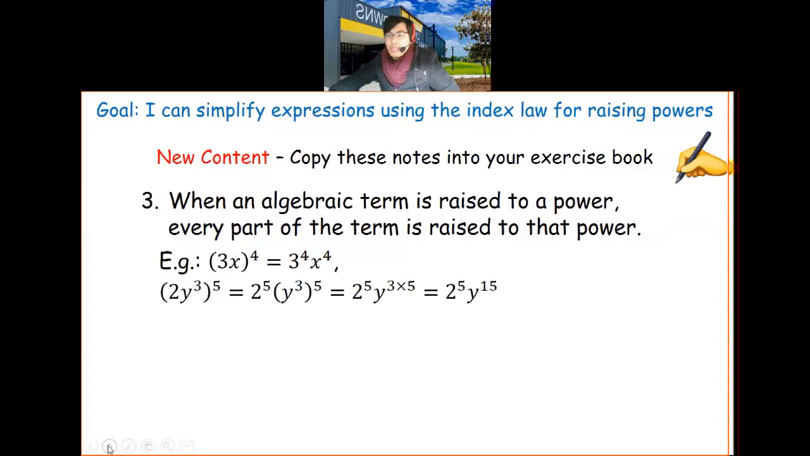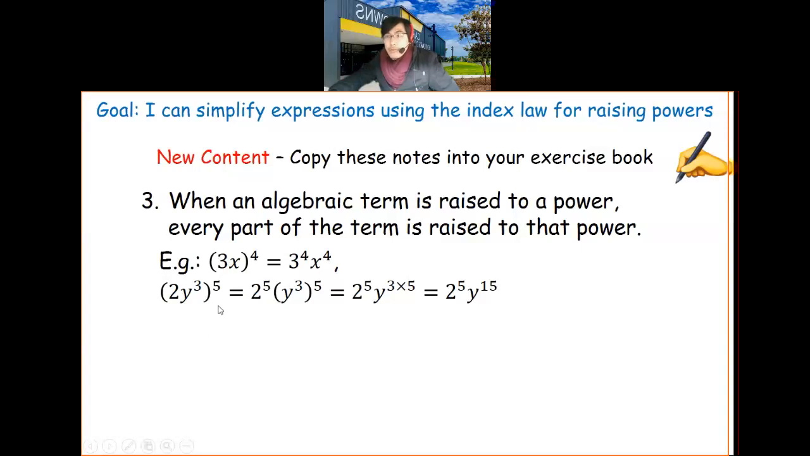Now I'm going to move on with the next piece of notes before we do some more examples. Okay. When an algebraic term is raised to a power, every part of the term is raised to that power. Okay, so some examples here. If you have 3x in brackets, all raised to the power of 4, what that means is that 3 is raised to the power of 4 and x is raised to the power of 4. So the power is distributed to both of the things inside the brackets.